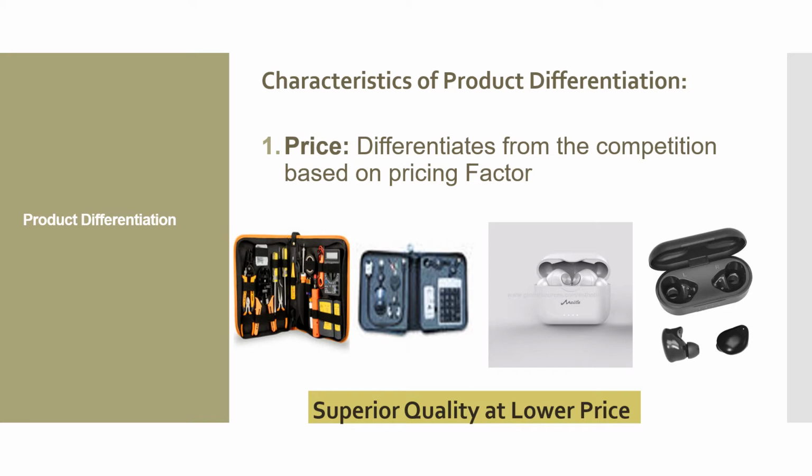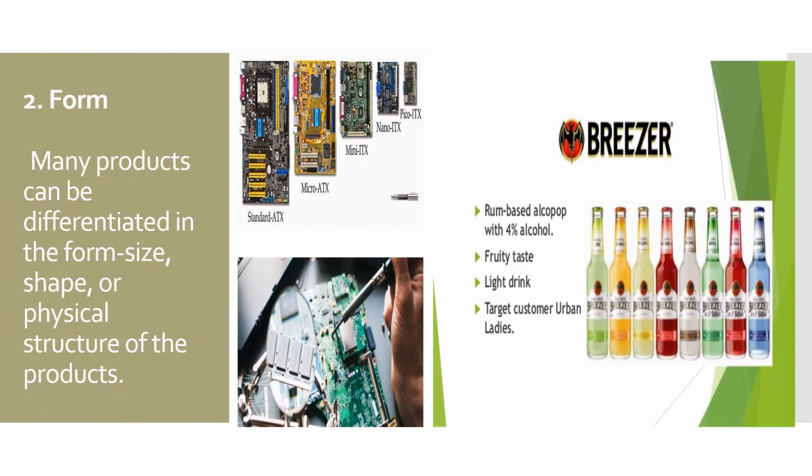So that will be the example of another differentiation, which is the form. Many products can be differentiated in their form, size, shape, or physical structure. A product can be differentiated based on its form. The physical structure, size, and shape of the product can be used to differentiate it from others.